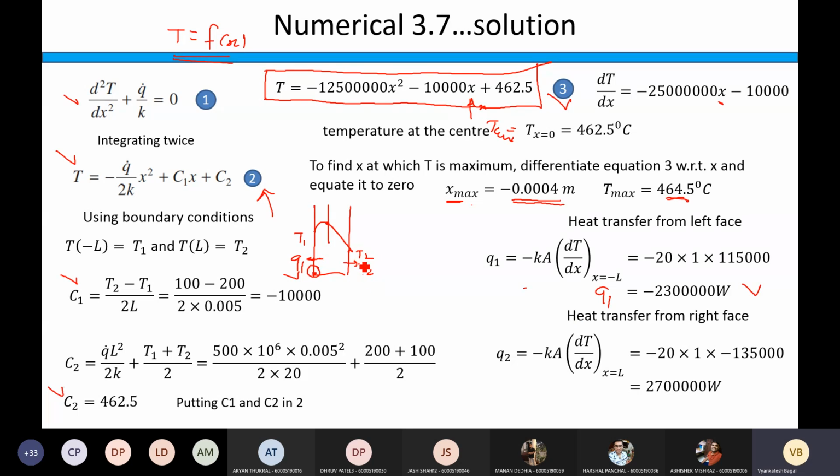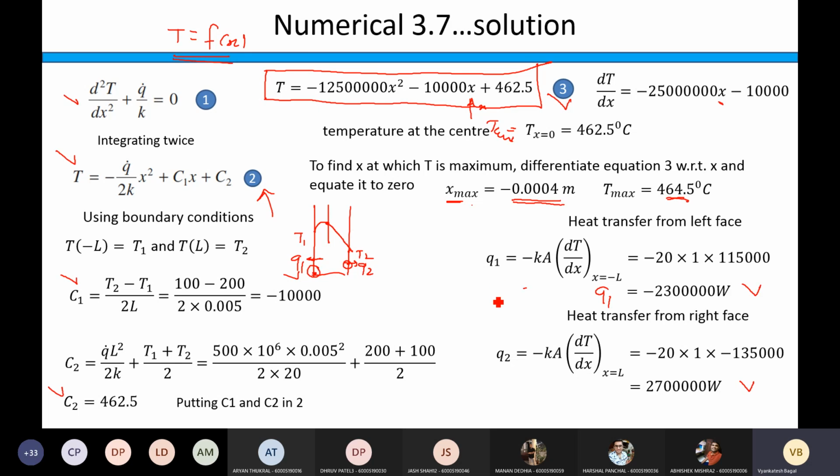Now, the heat transfer from the right face, I am calculating Q2. So again I am writing the Fourier's equation. Q2 is minus kA dT by dx, but this time it is at x equal to L, means the temperature gradient at this level, x equal to L. So I know dT by dx, I am going to replace this x by L, and then I will get the value of the heat transfer somewhere around 2700000 watt, right?